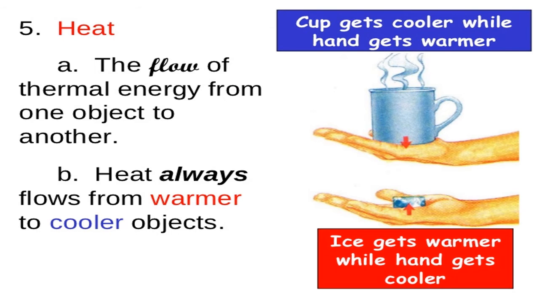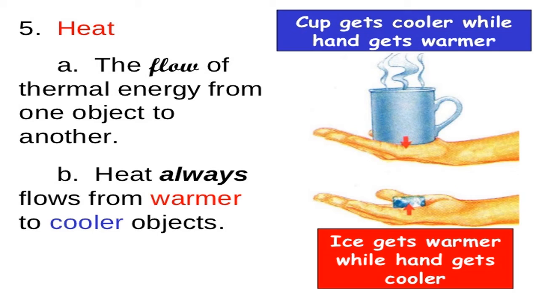What is heat? Heat can be defined as the flow of thermal energy from one object to another where there is a temperature difference. Also, heat always flows from warmer to cooler objects. For example, when we hold a hot tea cup in our hand, the cup has a higher temperature than the hand, so the heat is transferred from the cup to the hand. So we feel a little hot in our hand.